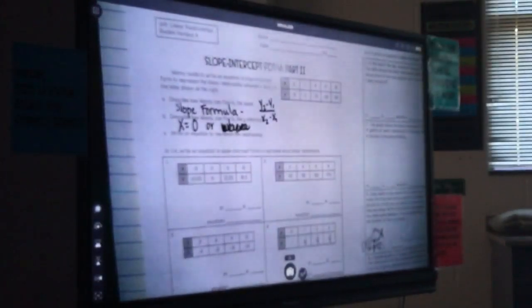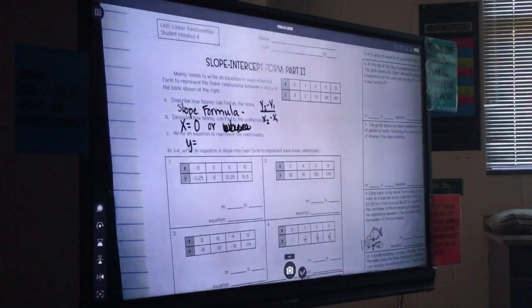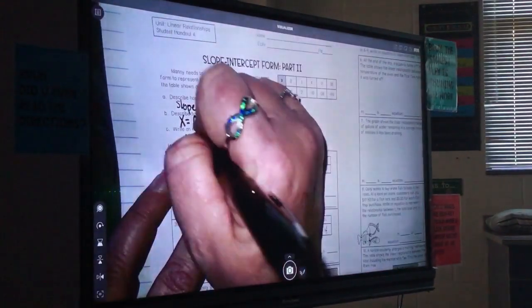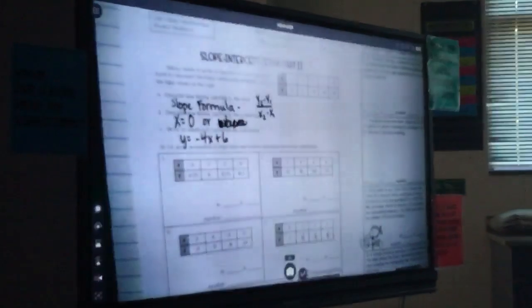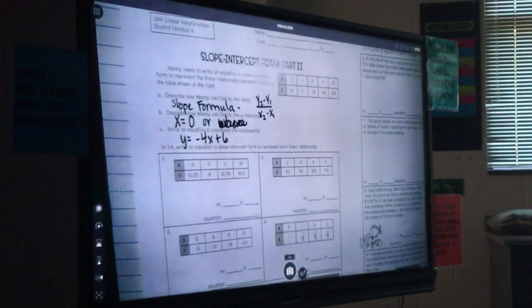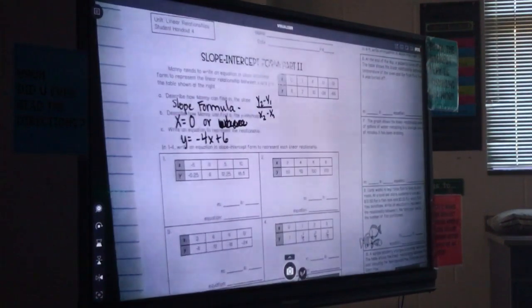All right, and then what could an equation be? What is our equation for this relationship? So y equals what? Negative 4n plus 6, or negative 4x plus 6. Okay, good job. Y equals negative 4x plus 6. Can you explain how you got that? I used my formula, because n is the slope and b is your y-intercept. Okay, good job.